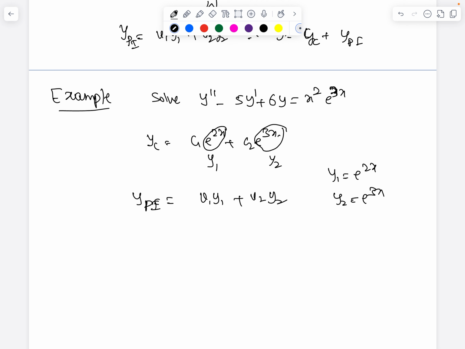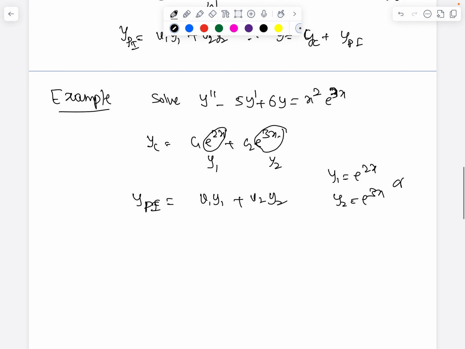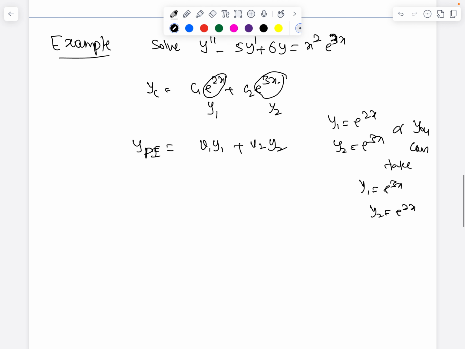You can take it the other way also, that is, y1 is equal to e power 3x, y2 is equal to e power 2x. The solution is the same, there is no difference. So don't bother about which one comes first and which comes later. Now v1 is equal to minus integral of y2 into r of x divided by W dx.